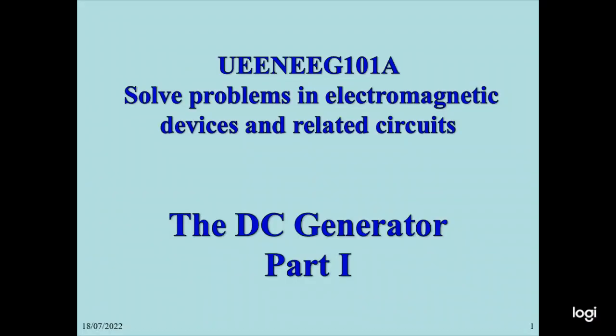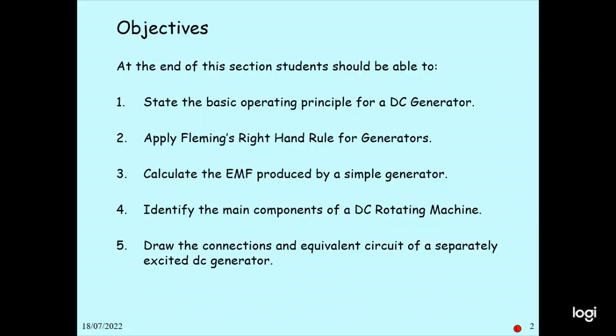At the end of this session, the student should be able to state the basic operating principle of a DC generator, apply Fleming's right-hand rule for the generator, calculate the EMF produced by the simple generator, identify the main components of the DC rotating machine, and draw the connection and equivalent circuit of the separately excited DC generator. The DC generator converts mechanical energy to electrical energy. The action of the DC generator depends on mutual electromagnetic induction.